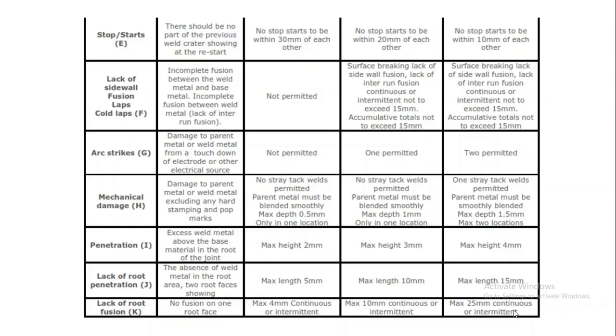In group C, you have to measure the length of this lack of fusion, either continuous or intermittent. You have to take the accumulated totals, and that value should not go beyond 15 mm, either continuous or in accumulated total.